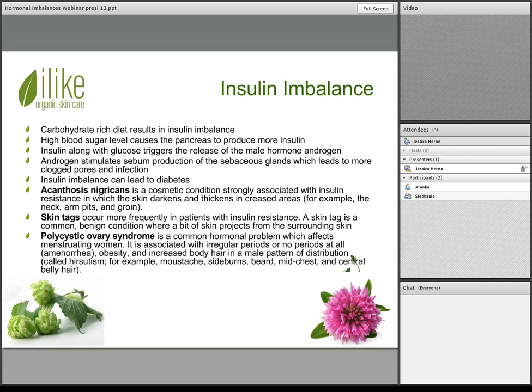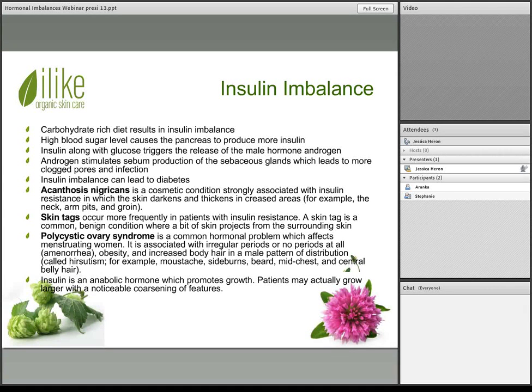Polycystic ovarian syndrome is also associated with mass-like cysts that form on the ovaries, and you can usually see those in an ultrasound. A lot of times, if a woman is experiencing irregular periods or no periods at all, it can be associated with this syndrome. So that can be a common symptom to look out for, which helps you associate it with this type of hormonal imbalance. Insulin is an anabolic hormone which promotes growth. So patients that are experiencing this type of insulin imbalance may actually grow larger, with a noticeable coarsening of features, sort of male-like as well.